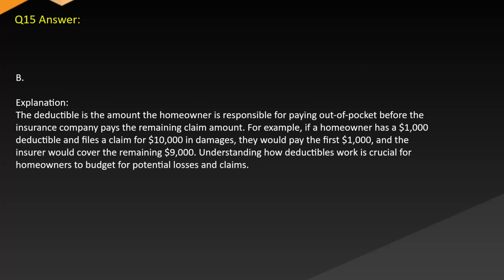Answer: B. Explanation: The deductible is the amount the homeowner is responsible for paying out of pocket before the insurance company pays the remaining claim amount. For example, if a homeowner has a $1,000 deductible and files a claim for $10,000 in damages, they would pay the first $1,000 and the insurer would cover the remaining $9,000. Understanding how deductibles work is crucial for homeowners to budget for potential losses and claims.